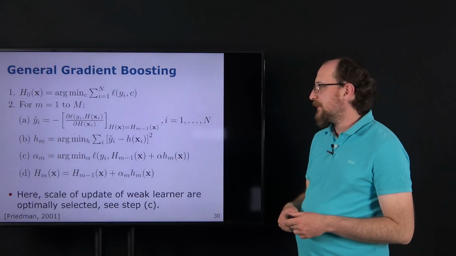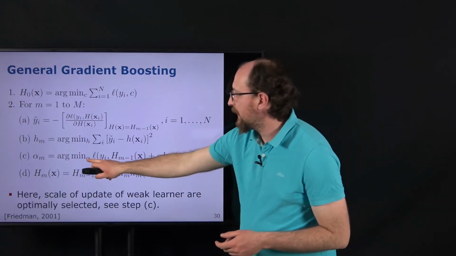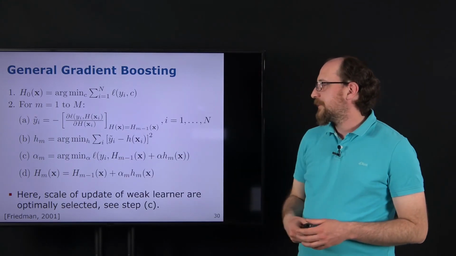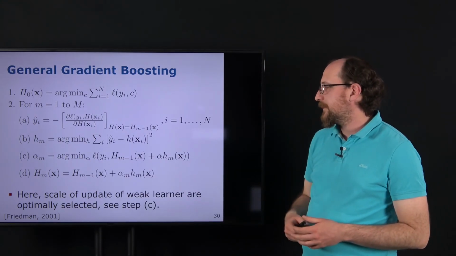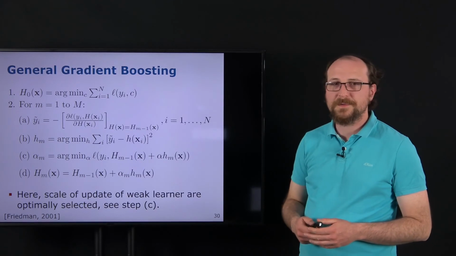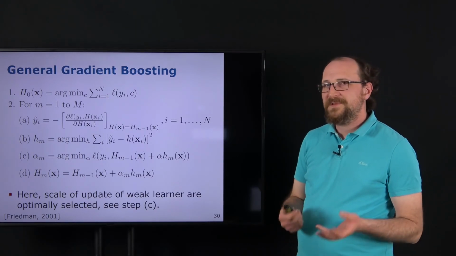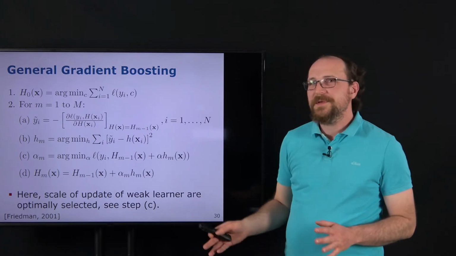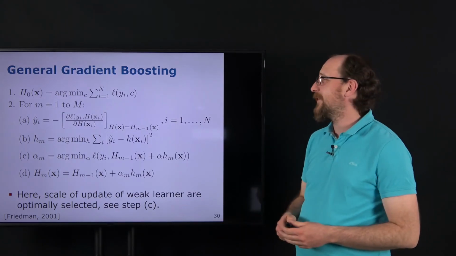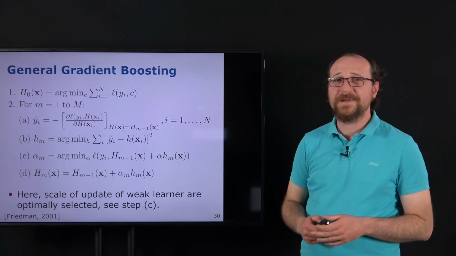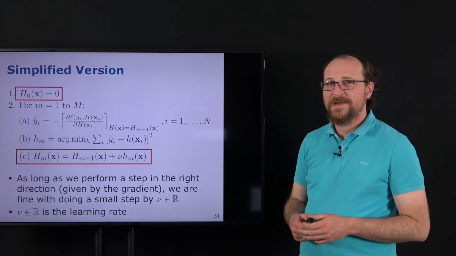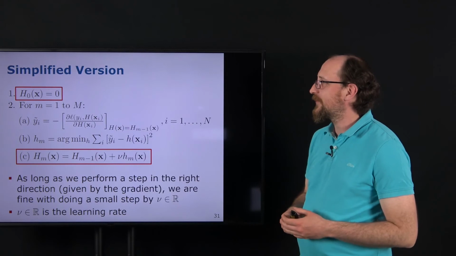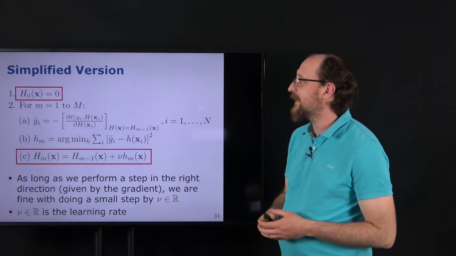And here the scale of the update, this alpha m, is selected for each weak learner optimally. This looks a little bit complicated, but in the end it's not so complicated at all when you see now how you can implement it for the classification case.